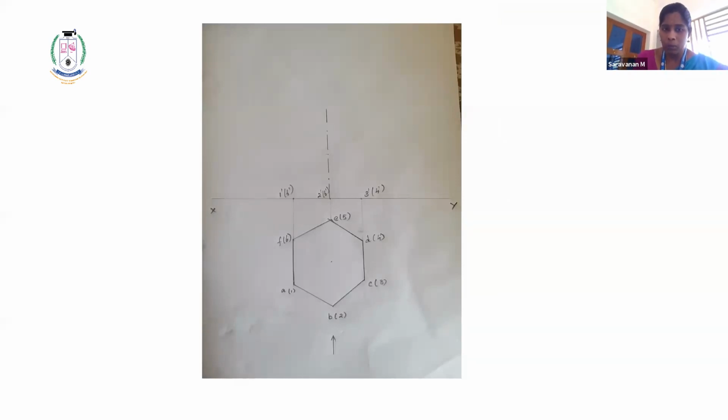On XY, you have the bottom face of the prism. Above XY, you have to draw the top face at 60 mm height. Only here I am mentioning numbers. First see the bottom face. 1, 2, 3 is visible. The invisible corners are behind the prism, 6, 5, 4. So I have mentioned them in brackets.